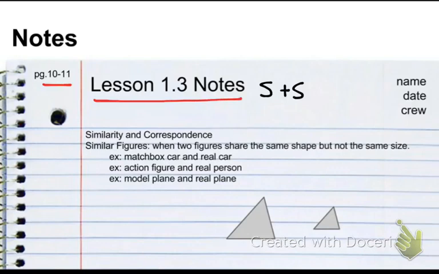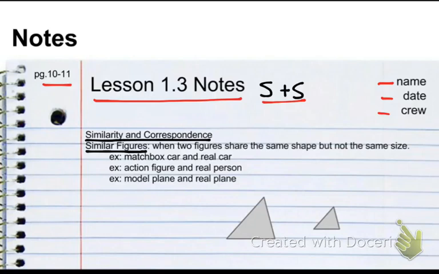It is lesson 1.3 notes, and it is in our new unit, Stretching and Shrinking, which is why I've got the S and S. And we're going to want to make sure we have the name, date, and crew on this page as well. Now, the very first thing we're going to talk about, the very first heading, is similarity and correspondence. And similar figures is our very first vocab word for this. Similarity and correspondence is our theme, and the first thing we're going to talk about is similar figures.